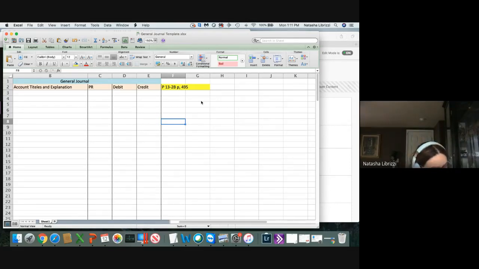On page 495, we have Balsys Corporation, which reports the following components of stockholders' equity on December 31st, 2018. Common stock, $1 par value, 320,000 shares authorized, 200,000 shares issued and outstanding. When I see shares issued and outstanding and that number is the same, that means there's no treasury stock at this point, because all 200,000 are out there on the market. If the issued and outstanding numbers are different, that means we own some treasury stock.